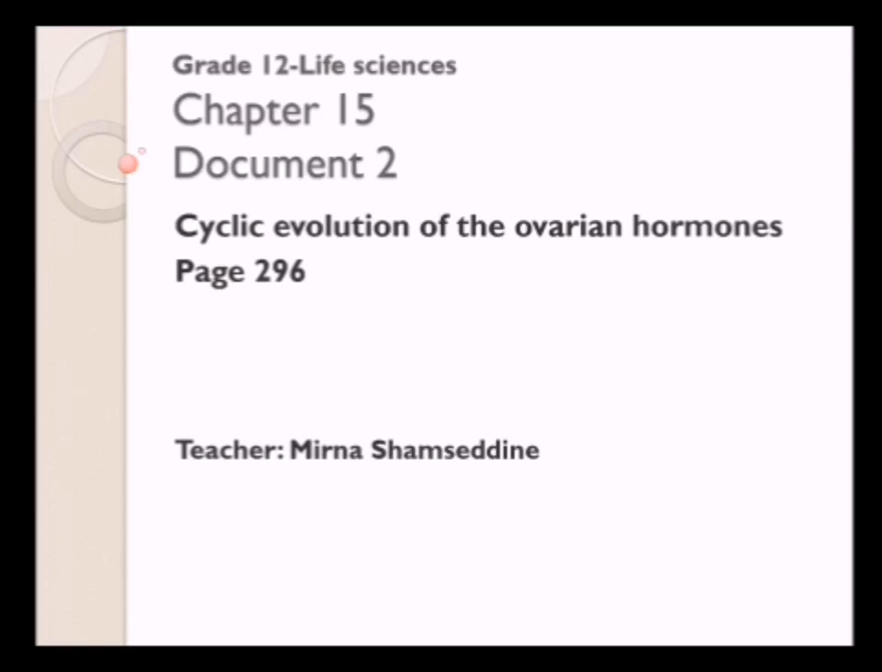As we discussed in document 1, the ovaries and the uterus are characterized by cyclic and synchronized modifications. We're going to study in this document more about the relationship that exists between these two organs, and more about the nature of this relationship.